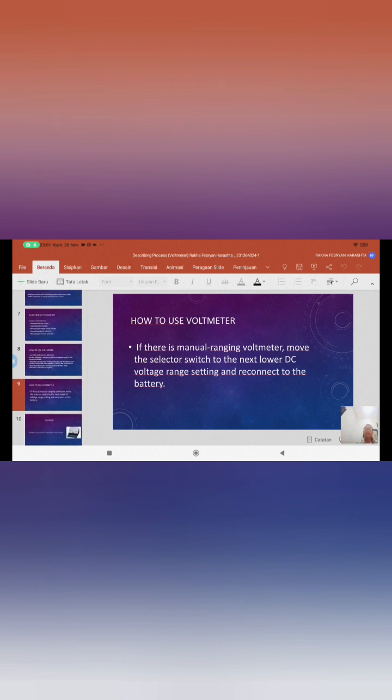Now let's turn to the closing. Before closing, I would like to conclude. A voltmeter is an electrical instrument used to measure electric potential difference. There are two types of voltmeter: analog voltmeter and digital voltmeter.